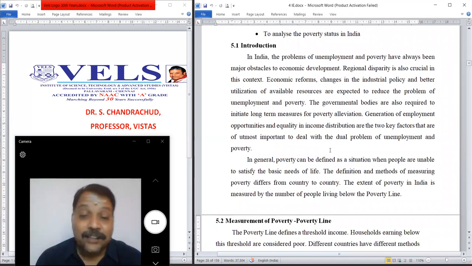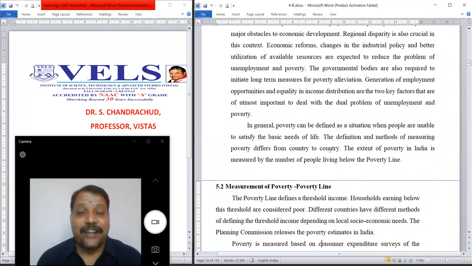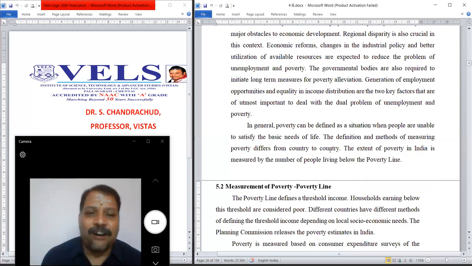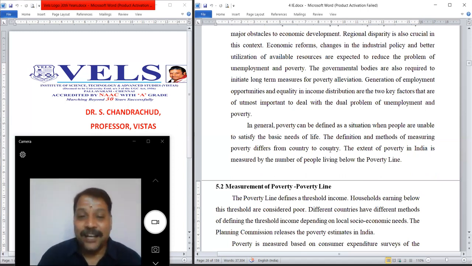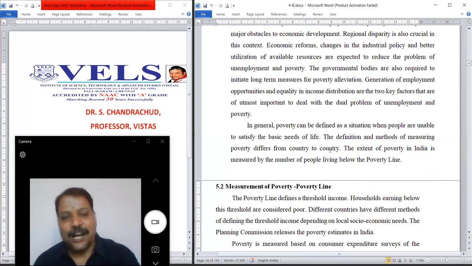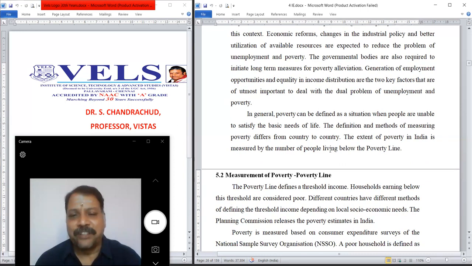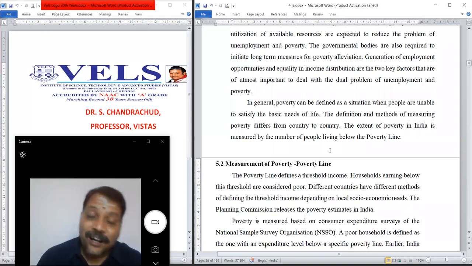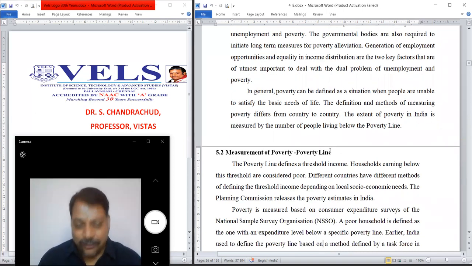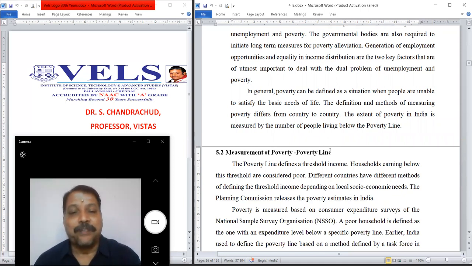In general, poverty can be defined as a situation when people are unable to satisfy the basic needs of life. That is the easiest, layman definition of what we mean by poverty: people who are unable to satisfy the basic needs of life. The definition and methods of measuring poverty differ from country to country. The extent of poverty in India is measured by the number of people living below the poverty line.